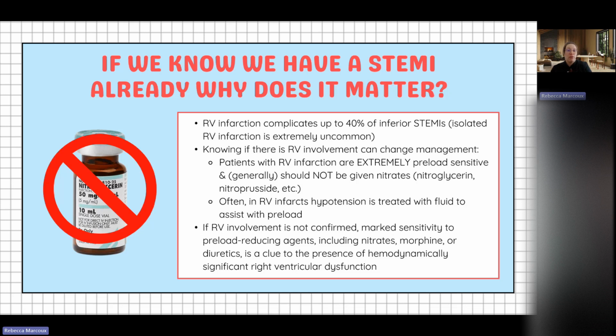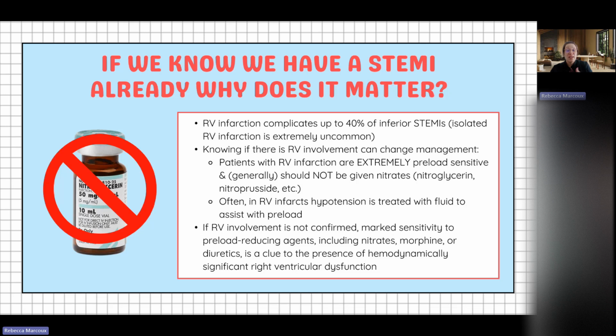So when patients have an RV infarct, they're extremely sensitive to preload. So we don't want to give them anything that can worsen their preload. For example, nitrates, so nitroglycerin or nitroprusside, are not good things to give to patients that have an RV infarct. These are going to vasodilate the veins and the arteries and cause a lower amount of blood to get back to the ventricles and ultimately decrease cardiac output because they won't have the ability to give as much forward flow.